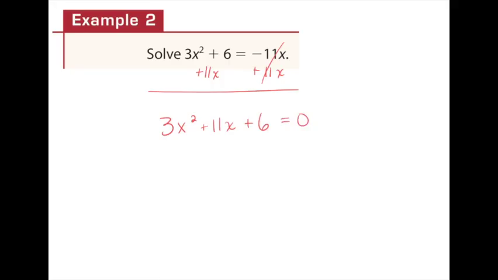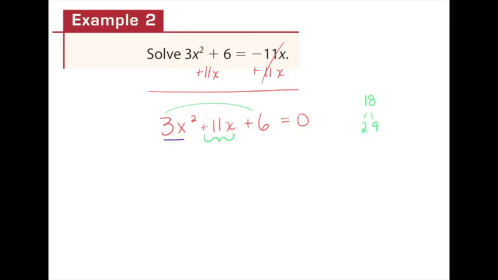I am going to do my factoring just like I did in my prior section. All right, so for this one, I'm going to do the method where I multiply across. Positive 3 times positive 6 is 18. I am going to look for factors of 18 that add up to give me 11. What are those factors? 9 and 2. Yeah, so I have these factors. Add up to give me 11, multiply to give me 18. I am going to rewrite this using those factors.